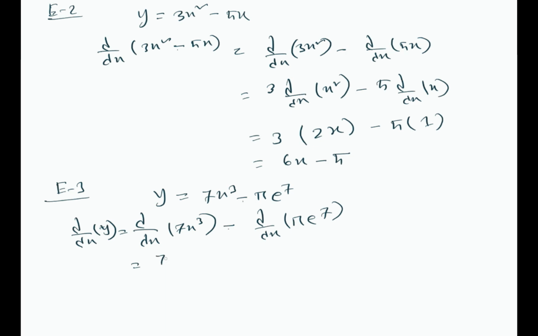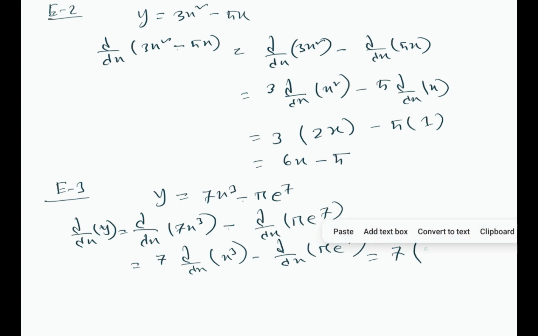So I can factor out this constant multiple: d/dx of x to the power 3 minus d/dx of, okay, everything is constant, so I don't need to write anything, pi e to the power 7. So I can write 7, bracket, times, first I need to add the power, so 3 x to the power 3 minus 1 is actually 2, then the derivative of any constant is 0. Now I can simplify it: 7 times 3, 21 x to the power 2. So this is the answer for this question.